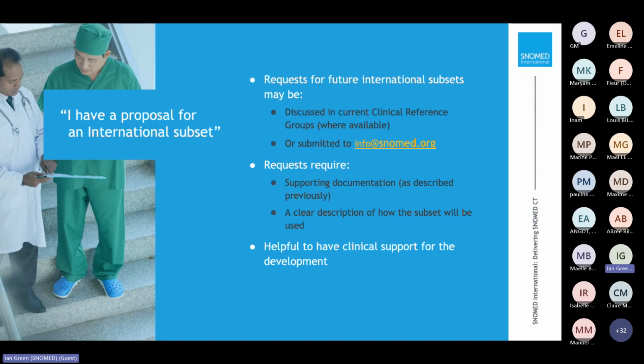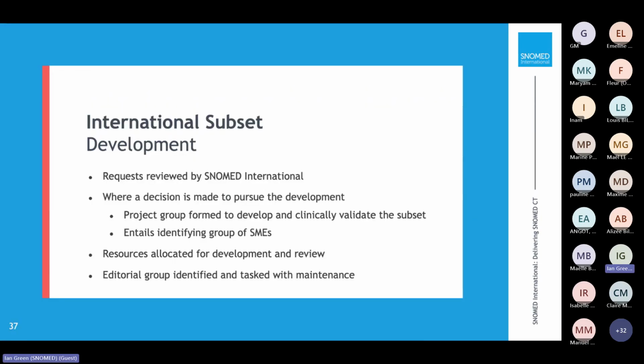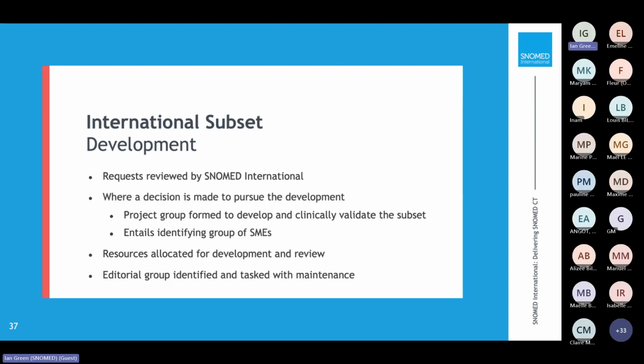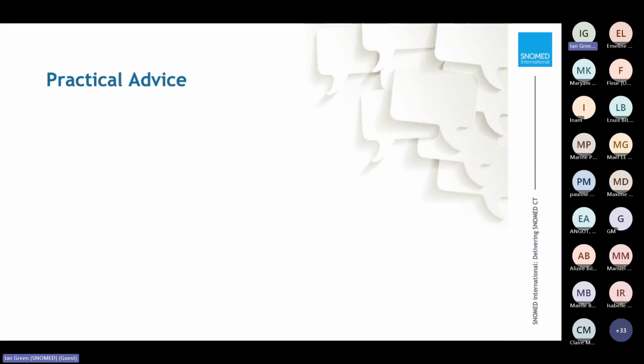The same thing occurs at an international level. So if you come to us with a use case requirement for an international subset, these are the things we're going to ask you. Exactly the same on supporting documentation, a clear description of how it's going to be used and what's going to go in there. If you're looking at international subset developments, all requests come through SNOMED International. They're all reviewed initially by me. If we pursue it, then we have to commit resources to it, so it goes through a whole process with our senior management team. It also means we've got to identify a group of SMEs to work out what goes in it and how it's maintained over time in terms of an editorial group.